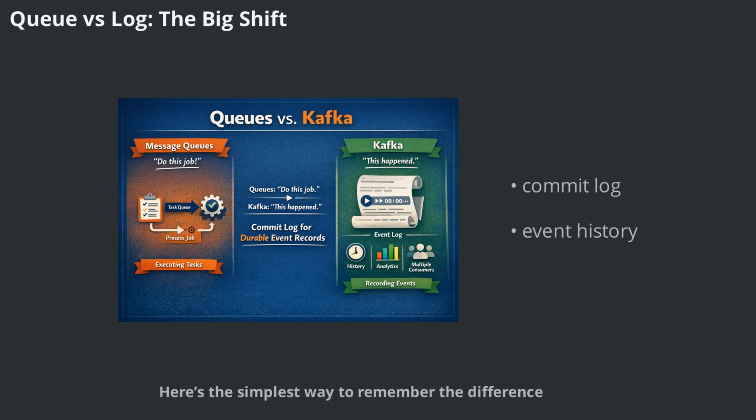Here's the simplest way to remember the difference. Queues are about doing this job, while Kafka is about recording events. This happened. Kafka acts more like a commit log, keeping a durable record of every event. This distinction is fundamental and shapes how you design your systems. If you need to keep a history, enable analytics, or support multiple consumers, Kafka is the tool for the job.